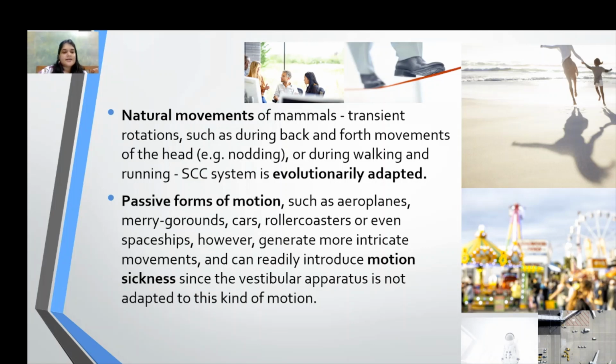Natural movements like transient rotations or nodding during walking, we won't get nausea because the semicircular canal is evolutionarily adapted. But passive forms of motion such as aeroplanes and merry-go-rounds can readily introduce motion sickness because the vestibular apparatus is not adapted to this kind of motion.